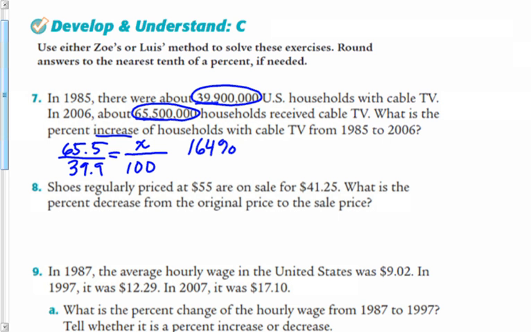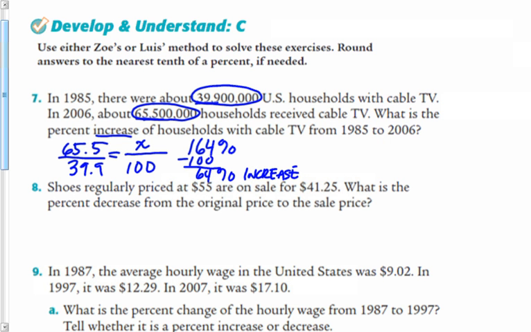Now the percent increase is only that part above 100%, or that part above where the numbers would be the same. So to get the percent increase, I just want the part above 100%, so I'm just going to subtract 100, and that gives me a 64% increase. Okay, now that's one way to solve it.